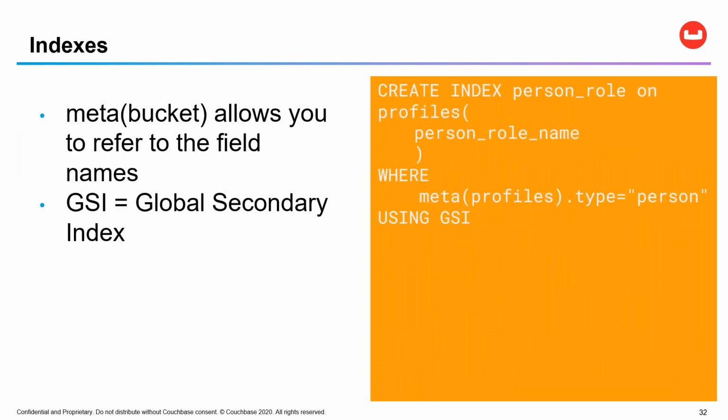When you create an index, the meta keyword allows you to refer to field names. And global secondary index is called out in this example, but other index types are supported. For the sake of time, we won't get into the details of indexing here, except to say that they are an integral part of the Couchbase model.